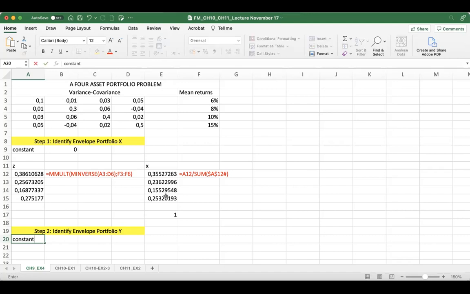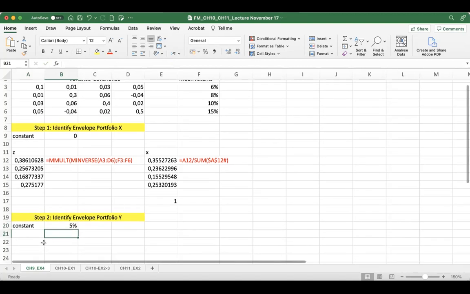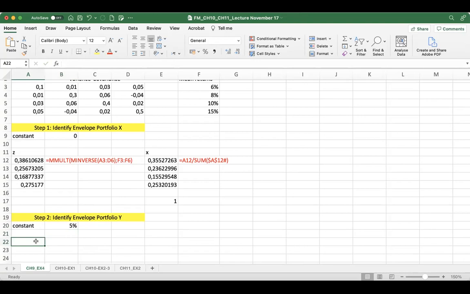Then to have the second portfolio Y, you must choose another constant. So for example, let's choose 5%. You can choose 1%, 2%, whatever you want. And then redo the work, which means identify the vector Z, then the vector y, which is the composition of the portfolio y.